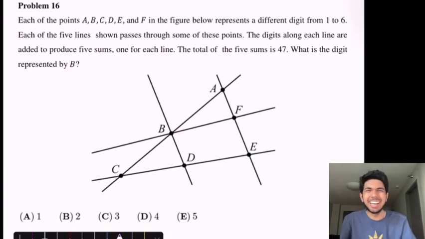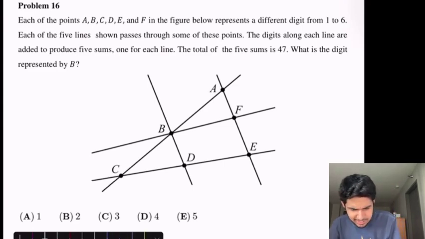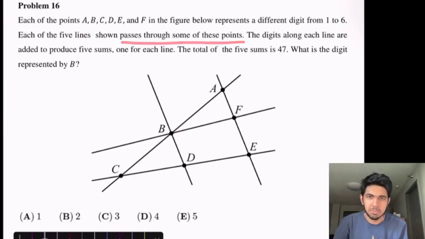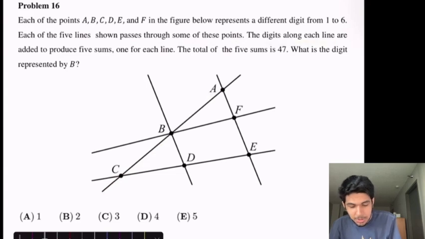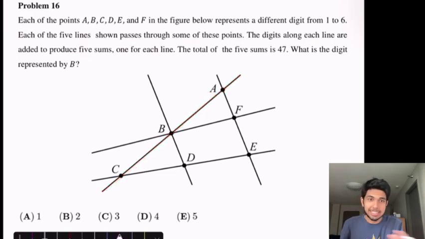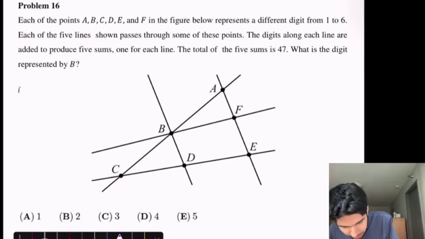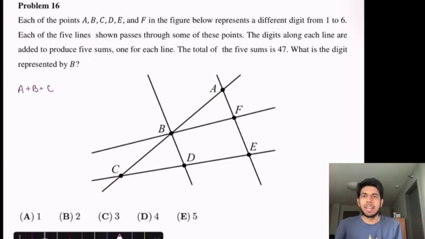What does this mean? Okay, this is a very strange question. Each of the 5 lines shown passes through some of the points. Yeah, I buy that. This line, for example, passes through A, B, and C. The digits along each line are added to produce 5 sums, one for each line. Okay, so what that's saying is, suppose we take this line ABC. We take the digits on that line, which in this case are A, B, C, because we're told each letter represents a digit, and we sum them together, A plus B plus C, and that forms a sum.